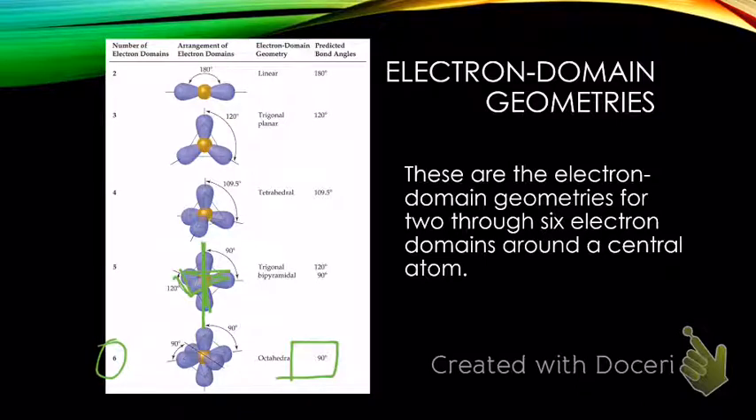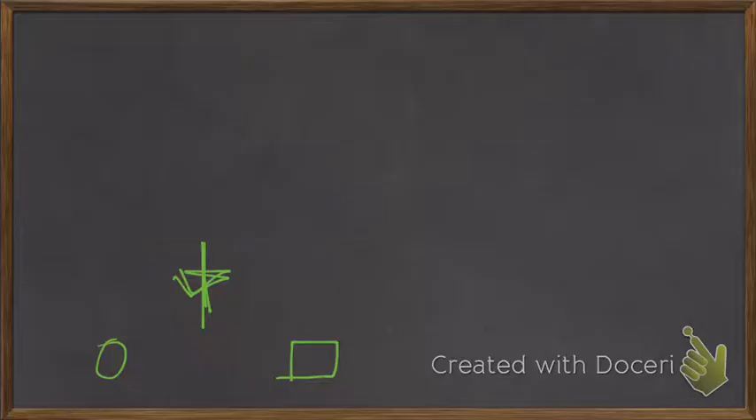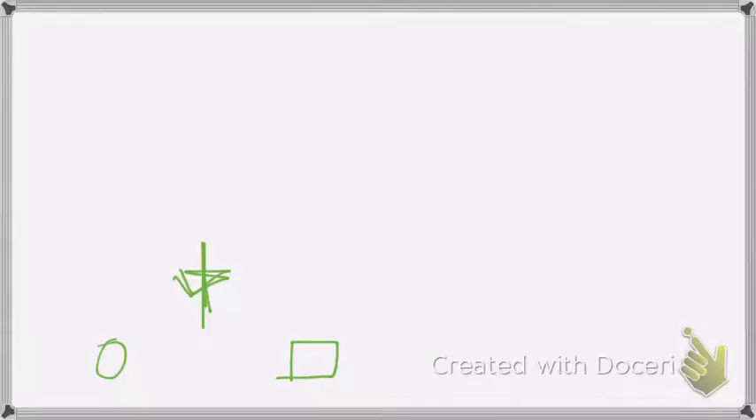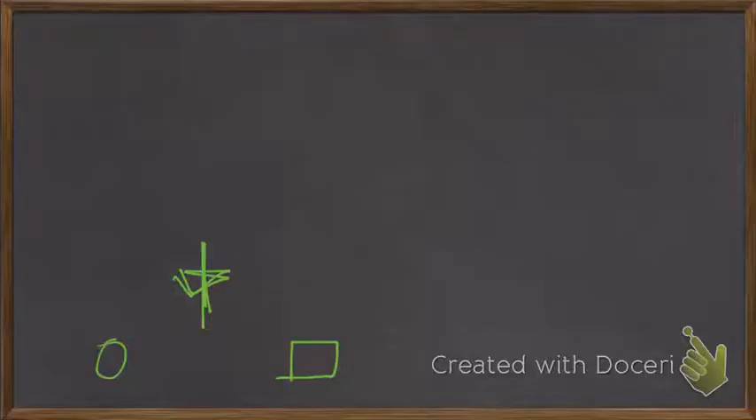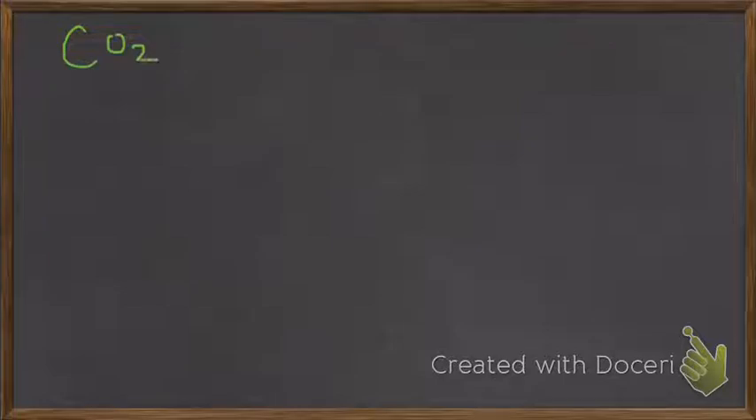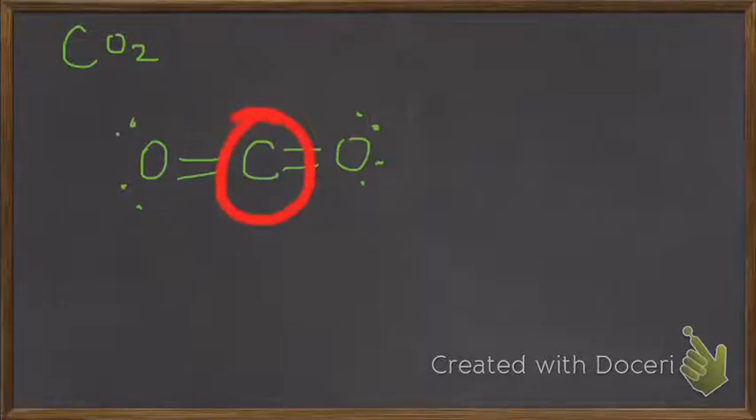So let's do an example together. The very first thing that you need to do is draw the Lewis structure. Okay, so let's do an example of CO2, which is carbon dioxide. So we draw the Lewis structure for it. And we're going to be looking at the central atom, right around this carbon here.